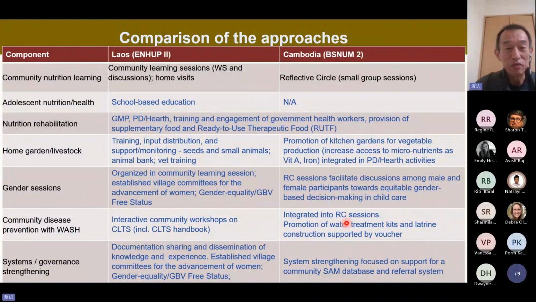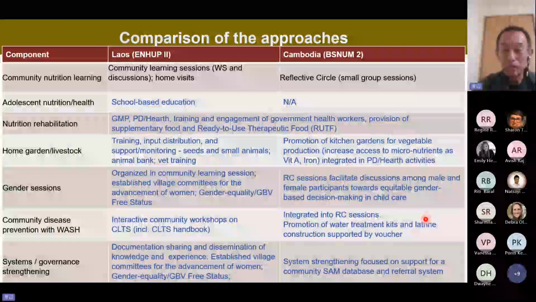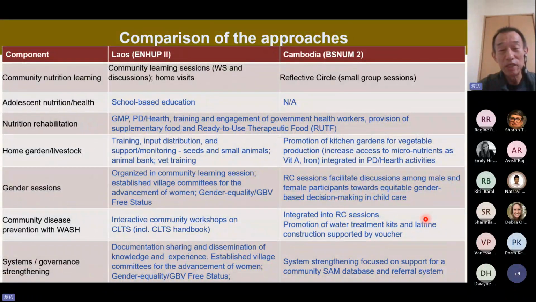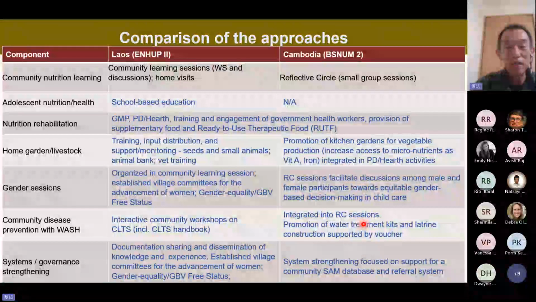As compared to Laos, in Cambodia they used a different approach, focusing more on using private sectors and promoting the purchase of water treatment equipment and sanitation facilities by providing a voucher system. So it was more successful in terms of the supply side of WASH intervention. Both programs are slightly different, but they are effective in different parts.